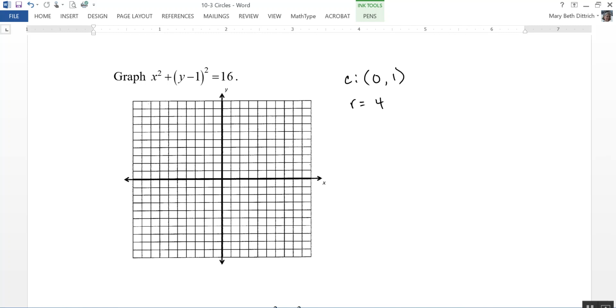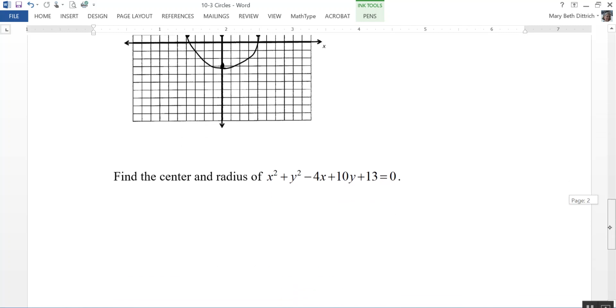So I'm going to plot my center, the point (0, 1), and then my radius is 4, and I'm just going to go straight up and down, left and right 4 units. And then do my best to connect those so it kind of looks more like a circle and less like a diamond. And there's the graph of the circle.